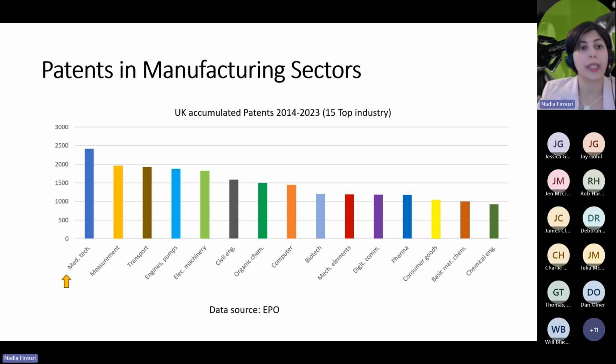Here, we specifically wanted to focus on the top sectors in the patents for the UK. And interestingly, we found that the top 15 sectors in the UK by accumulated patents from 2014 to 2023 are manufacturing sectors. Medical technology leads, followed by measurement, transport, and engines and pumps. This chart highlights how the manufacturing sector contributes to the patent activity in the UK.